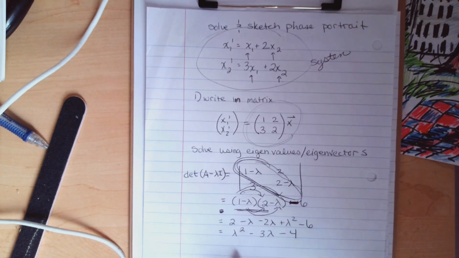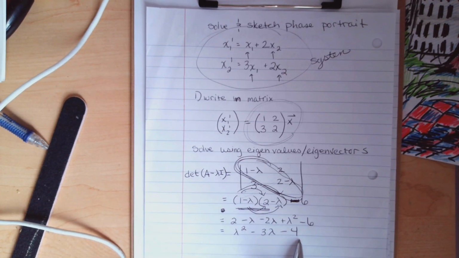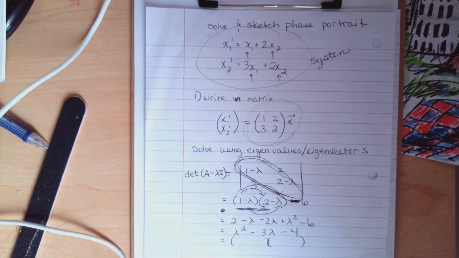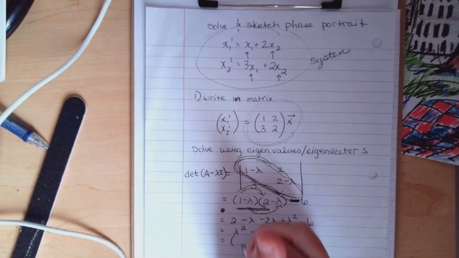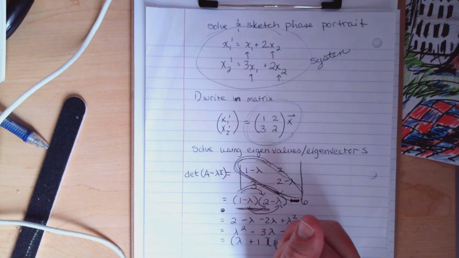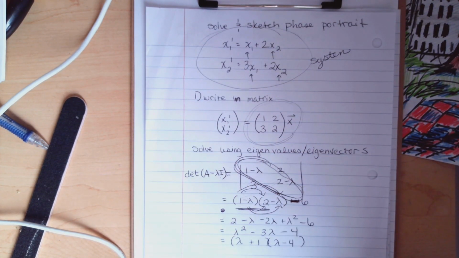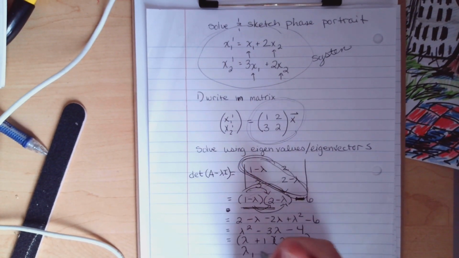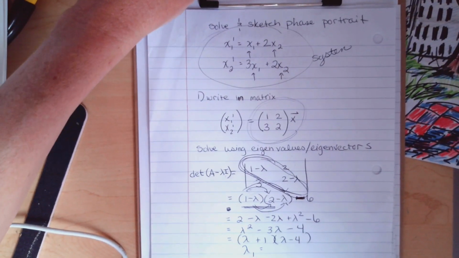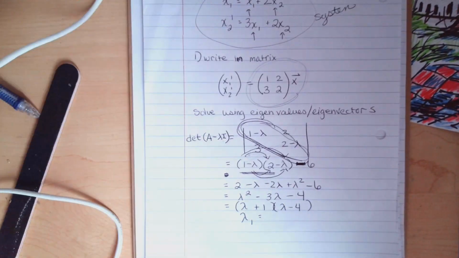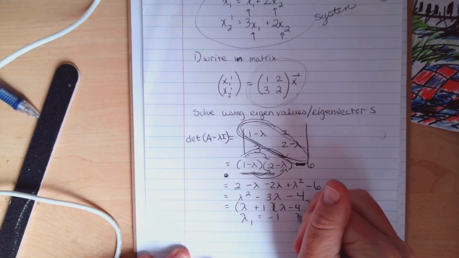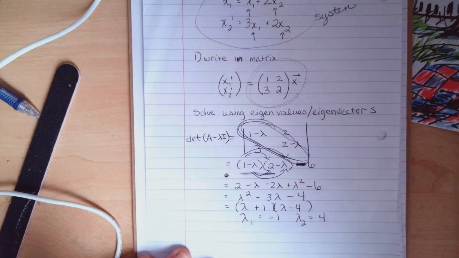I just clean that up, and I get a nice quadratic. And so I am going to do what we love doing with quadratics, is I'm going to factor this. And so what does this become? Of course, it becomes lambda plus 1 and lambda minus 4. And so then we have our two eigenvalues. Our first eigenvalue, lambda 1, is negative 1. And our lambda 2 equals 4.